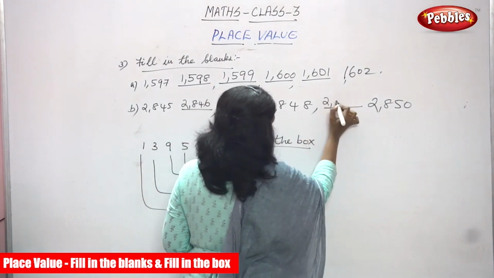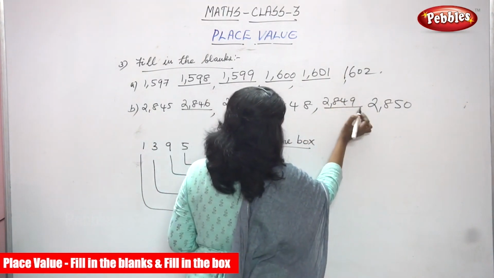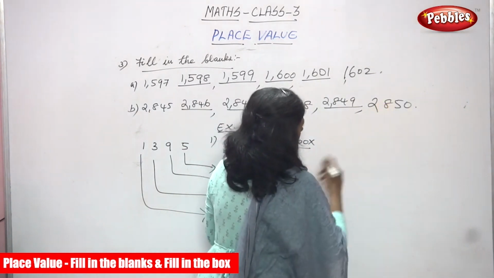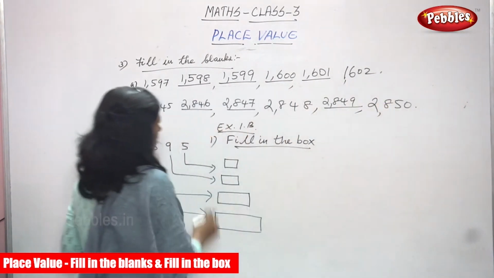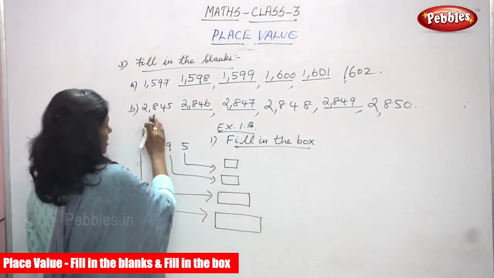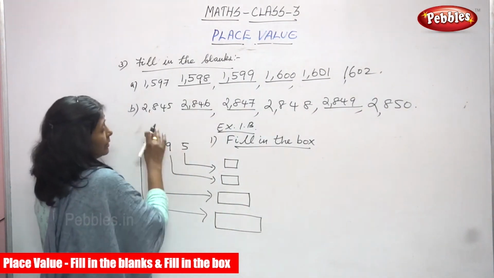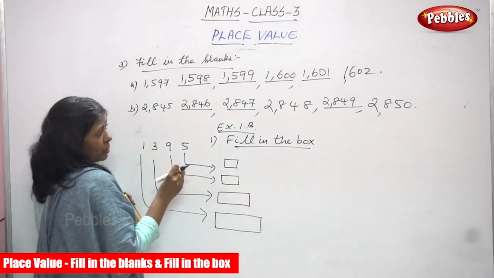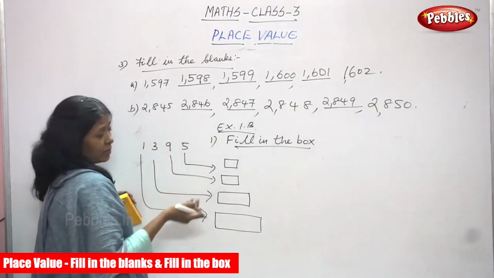So now you are going to write 2849. The last number is 2850. That's all. So fill in the blanks is over. You must concentrate while you write the fill in the blanks. Concentrate more on numbers. You just keep on counting and write the numbers.